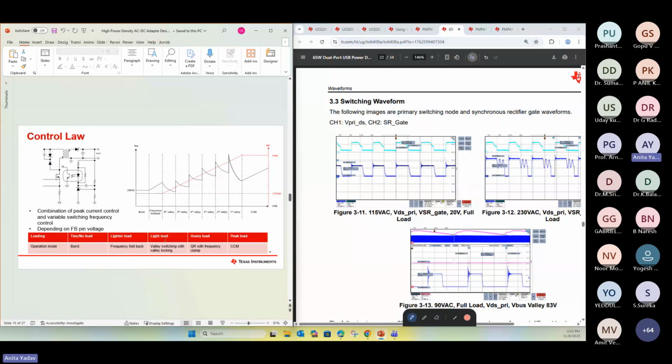Frequency foldback, then light valley switching in between, like SiC all the way, and at heavy load we will operate in first valley, and at peak power demand we will go into the CCM. Let's see what's happening in this design.